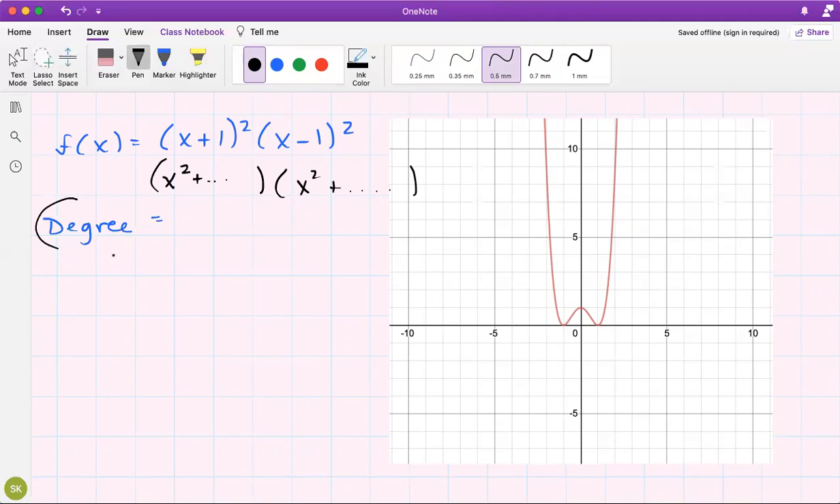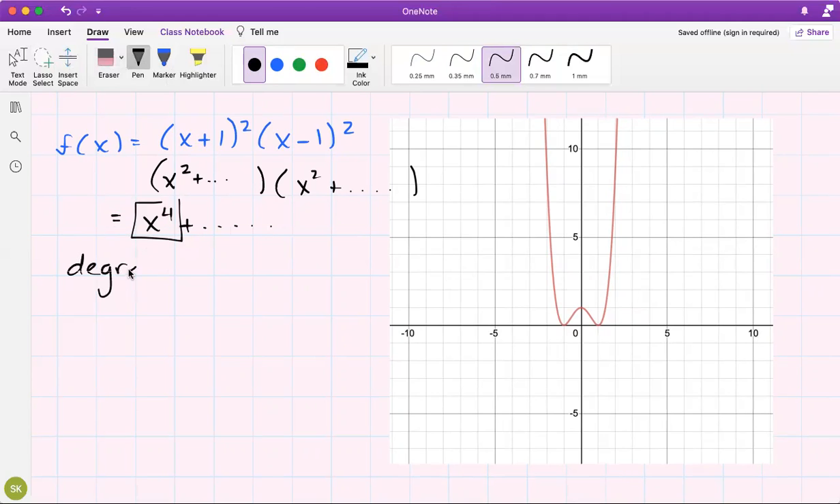So let me write this. What this will end up being is x to the 4th plus some other stuff with lower degree. This is going to be your leading term. So your degree is equal to 4. And notice that this is even. And notice that your leading term is 1x to the 4th. And that's the power function that this function is going to resemble.